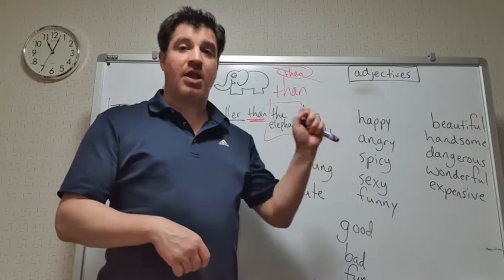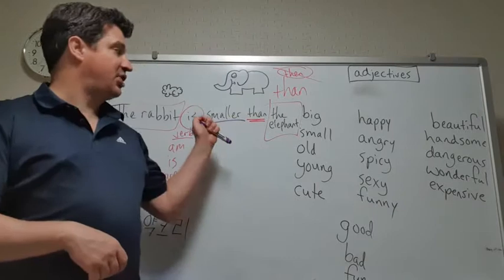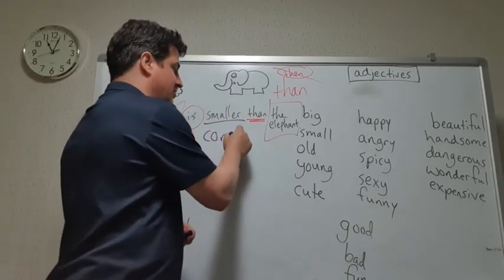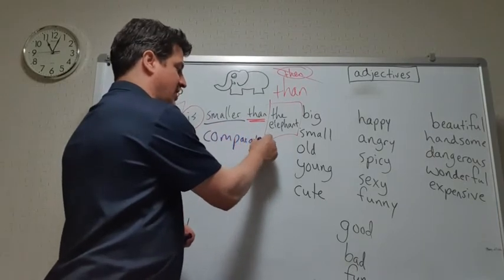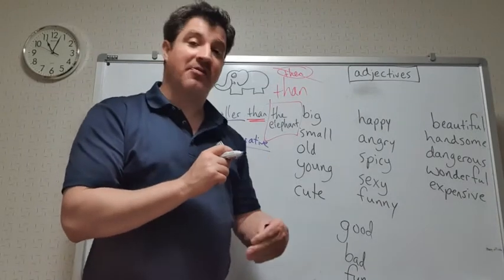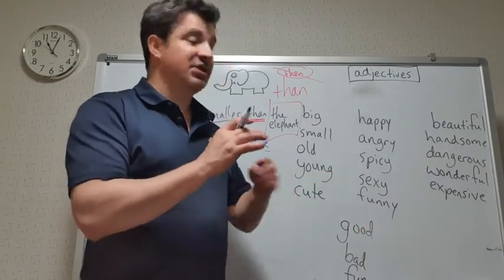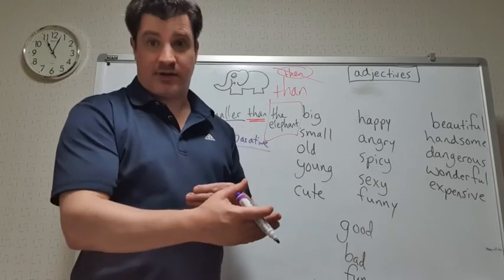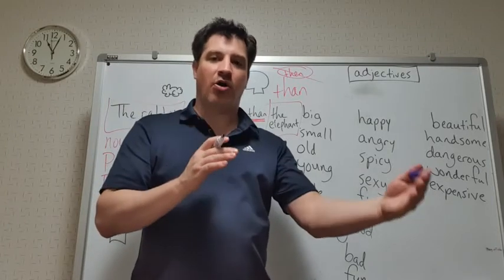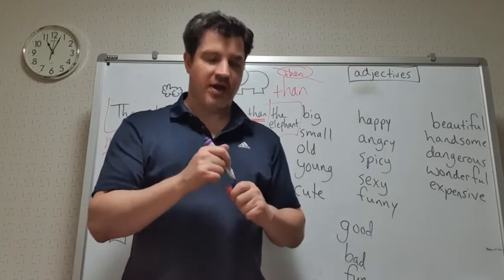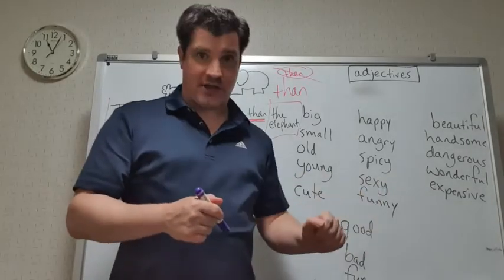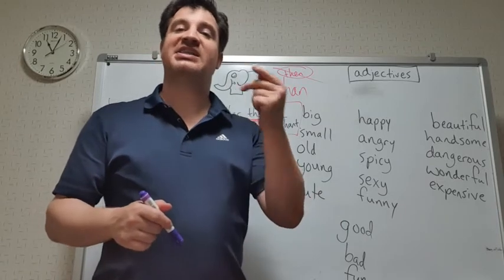Now, they are all able to be changed into a comparative form, but they do not all change in the same way. Some of them get ER, some of them get more. The question is, when do you use each one? Okay? The answer is, how long is the word? Okay? And what's important is not to look at how many letters are in that word, but how many syllables.